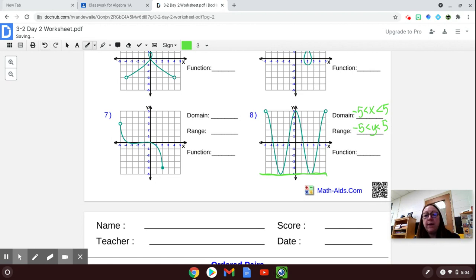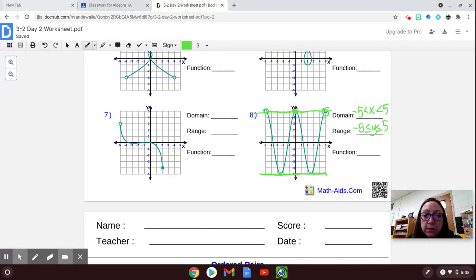Okay, so now we have to look at, do we need the equal signs? And down here, it does hit the graph at -5. So that part is going to be equals. And up here, it looks a little misleading because we have open circles up here. However, right here, it does touch completely at +5. So this one, we're also going to put an equal sign, okay? So is this one a function?